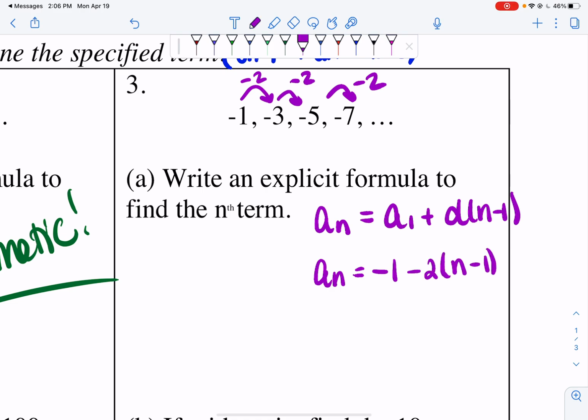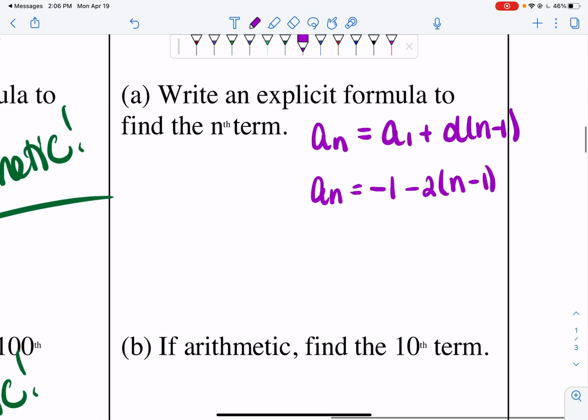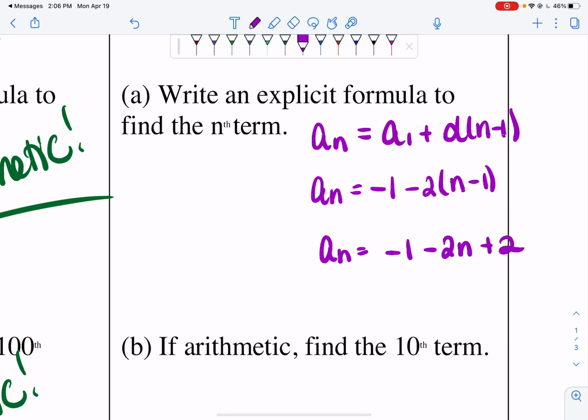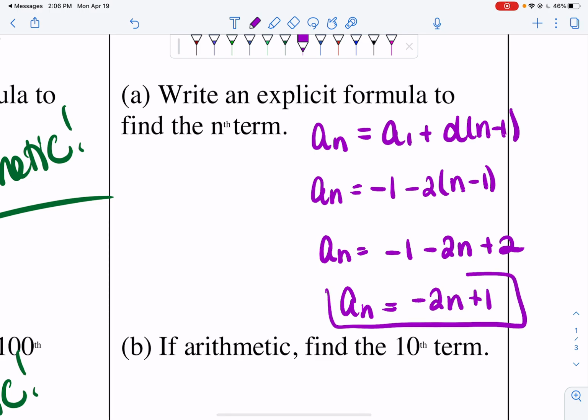And I can leave it like this, but we're going to distribute and combine like terms, so I'm going to do that. So I have a sub n equals -1 minus 2n plus 2. Combine your like terms: 2 minus 1 is 1, so a sub n equals -2n plus 1. And that's your final answer.